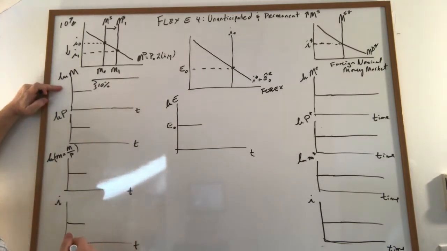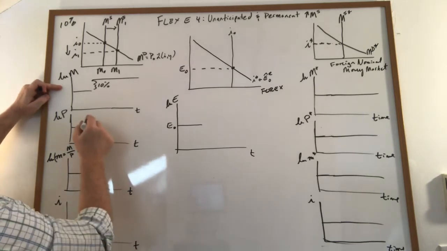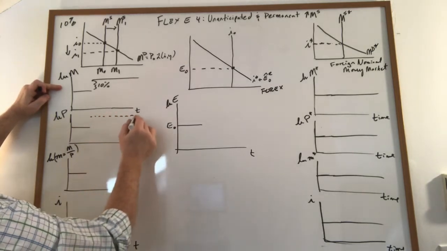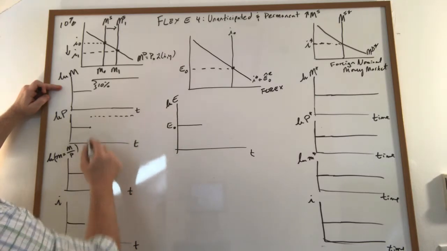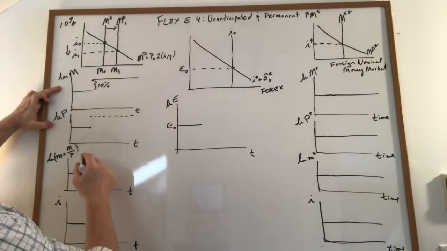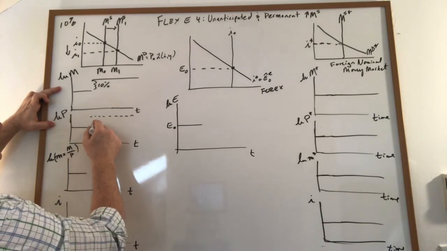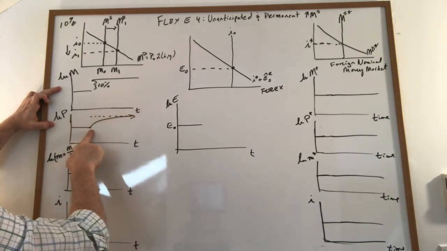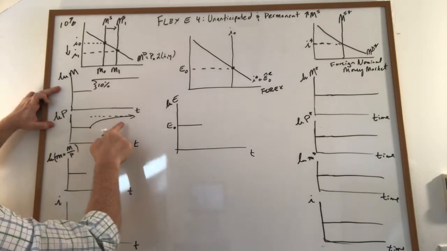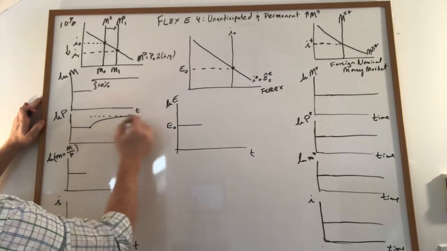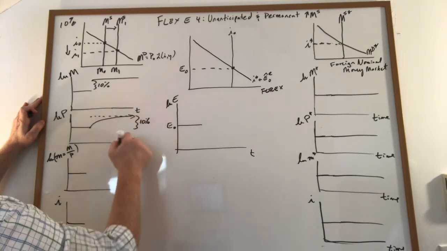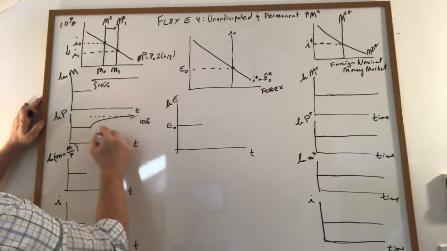Because this rose permanently by 10%, we know eventually this will rise as well by 10%. The overall price level is assumed to adjust slowly, and so it begins to rise like this. That means inflation takes off, prices begin to rise, and they slow down as they approach this total change of 10% here too.